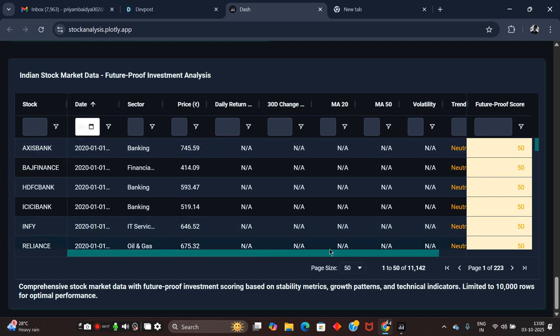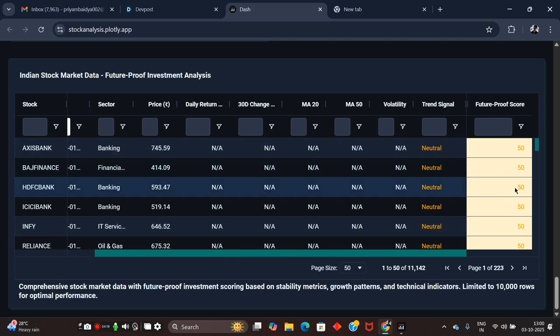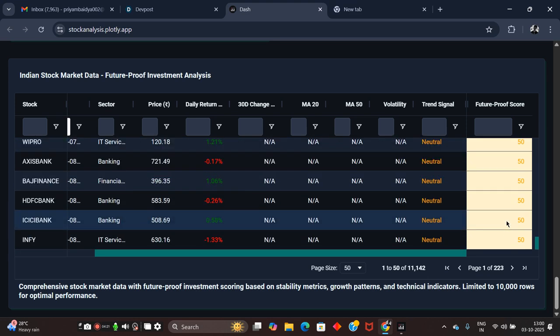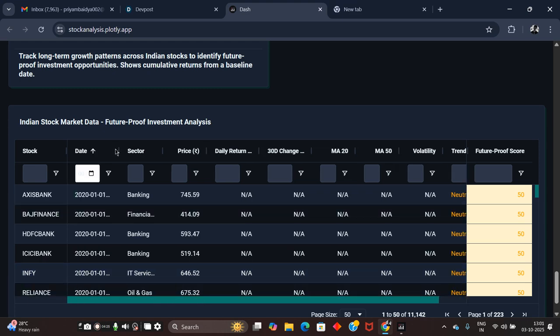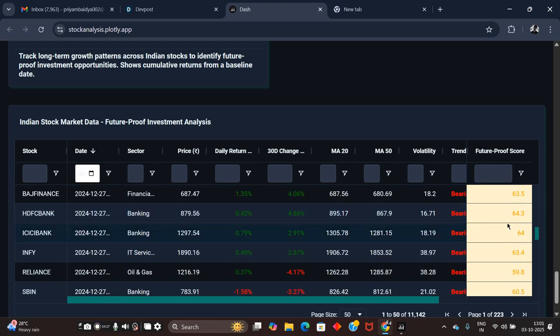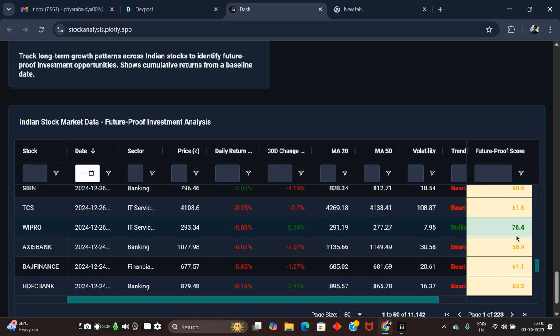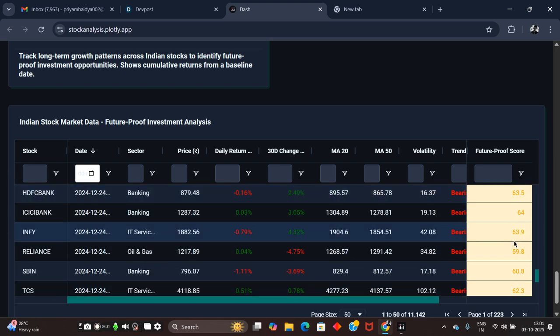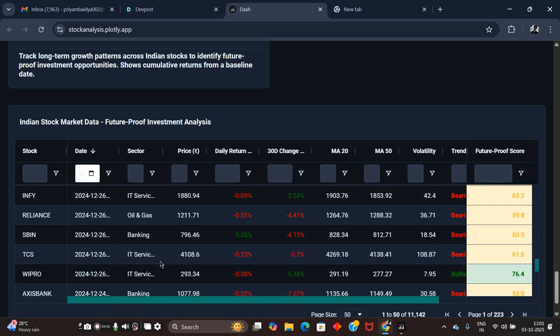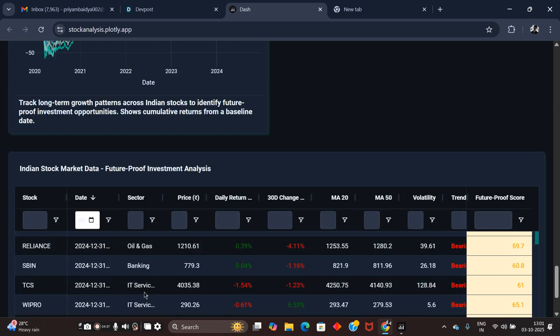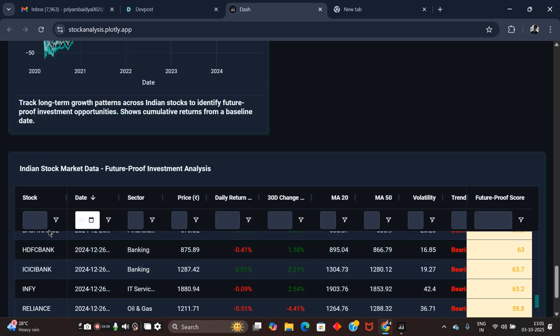So we can see Axis Bank here. And this is the future-proof score. If the score is above 50, then it is on the safer side. Let's move on to a different company. Let me show you. Since it's 76.4, in the 70 plus range, it is much on the safer side to be invested in. Nice. And it's all this.